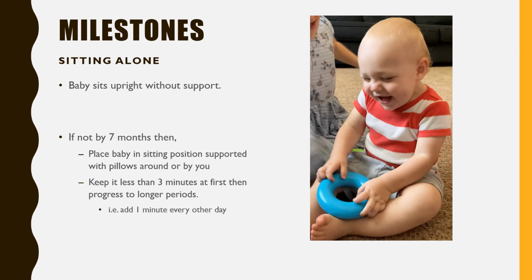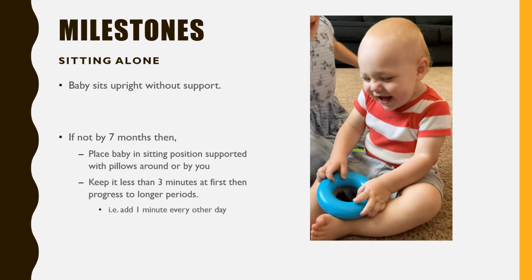Okay, the next one is the baby sitting on their own. This is a great one because then they start to engage with the environment in an upright position, which is what they'll end up doing for most of their life. Typically they want to do this by about 7 months.